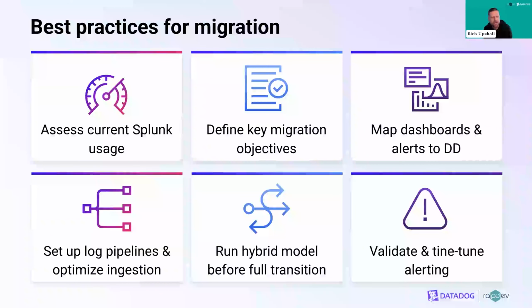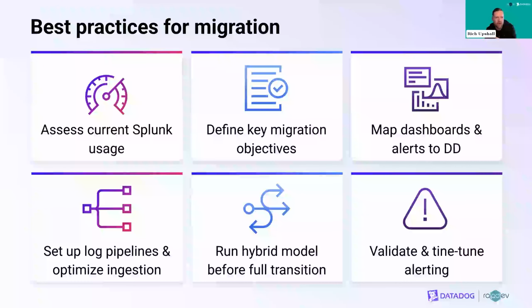First of all, assess your current Splunk usage. Take a look at where logs and metrics are coming in from. Is it cloud environment? Is it on-prem? Are there third-party software as a service providers such as AWS, Confluent Cloud, for example, which are also emitting data into Splunk? Really do an assessment of where that data is coming from.